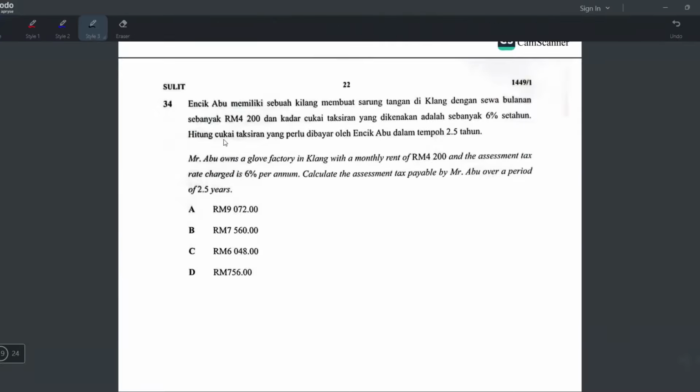Okay, let's do 34. Mr. Abu owns a glove factory in Klang with a monthly rent of 4,200. Okay, I see monthly rent. I have a feeling already it is the property assessment tax. From chapter 4, it's under Cukai Pintu lah. Property assessment tax. Yeah, because the formula for property assessment tax is, okay, I'll just write it.